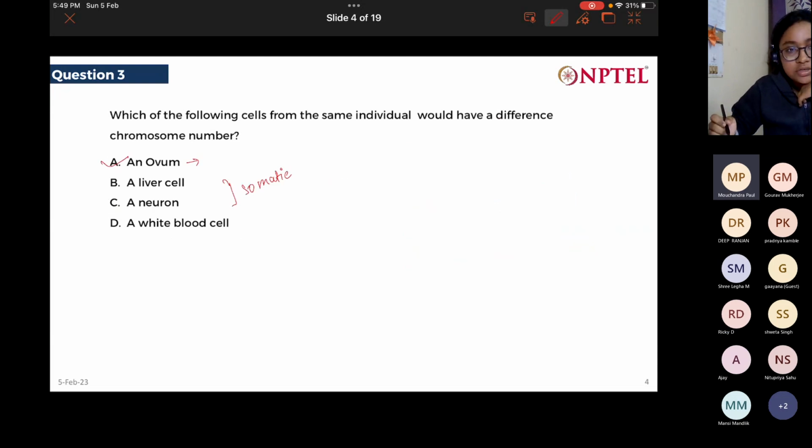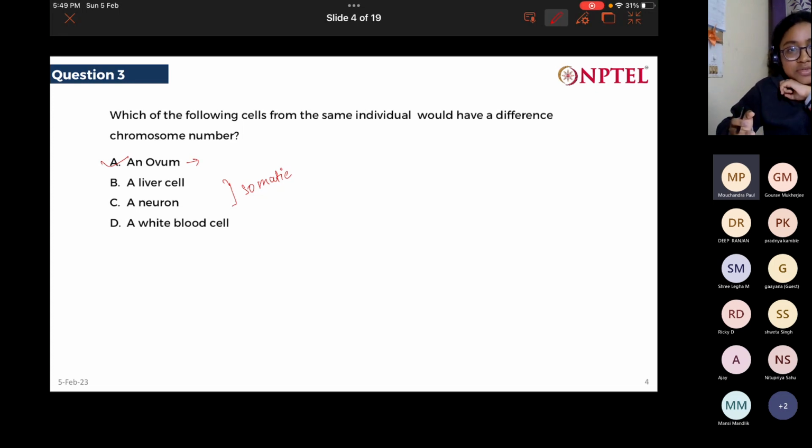So for this question, please have a read. It's very easy actually. They are asking here that in the same individual, these are the following cells that are present, and which of these will have a different chromosome number. Okay, so the liver cell, the neuron, the white blood cells, these are present in different kinds of tissues in the body, right? And they play different kinds of functions, right? So these are collectively called somatic cells because they have 2n chromosome number 46.